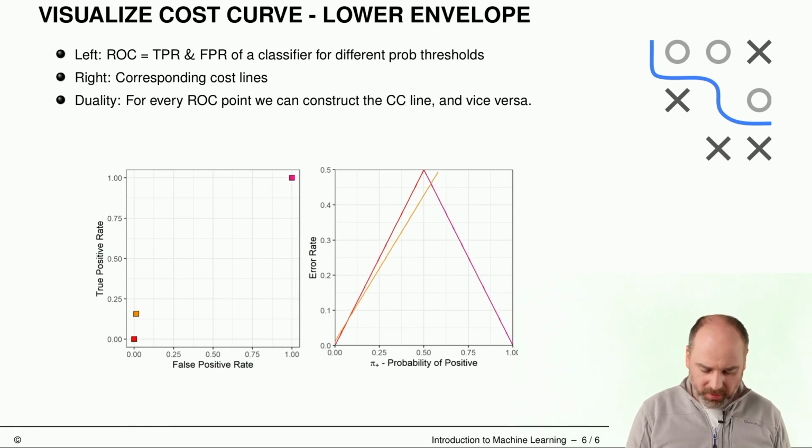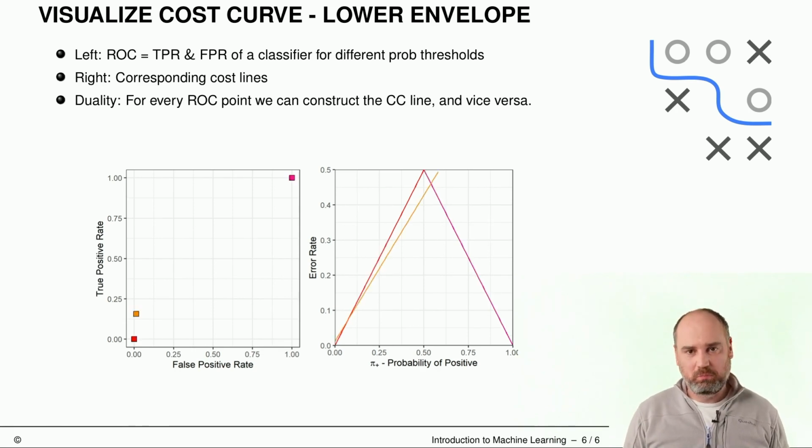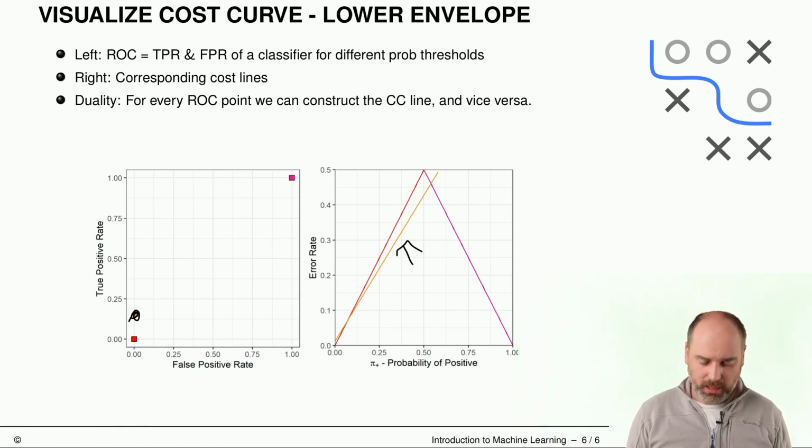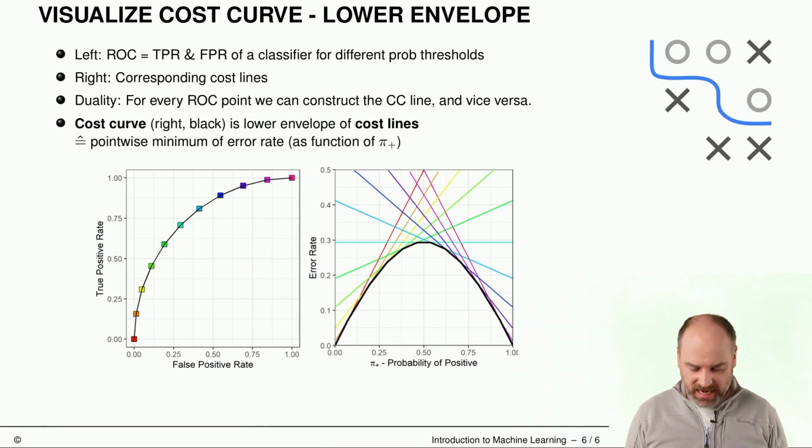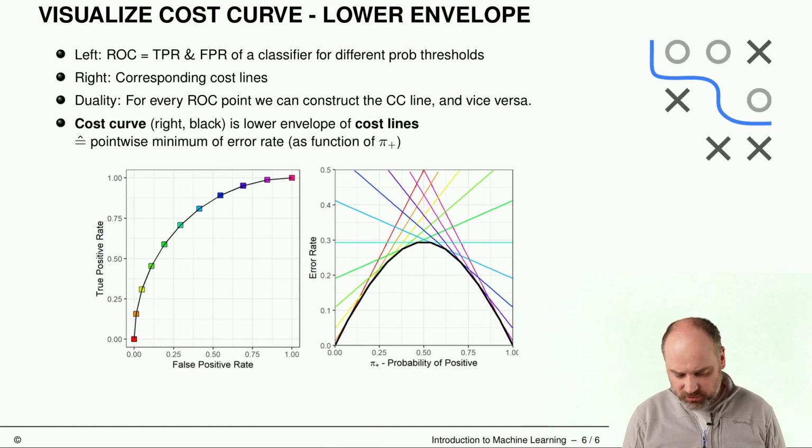And what we will now do is simply move through different thresholds, on a fine-grained grid, as we have done to produce our ROC curve. So if we now go through different thresholds, we will produce different points here in our ROC space, and for each of these points we can now generate a new cost line, which we will plot on the right-hand side. We will now do this for more and more points, and at the end we get this spectrum here of different cost lines.